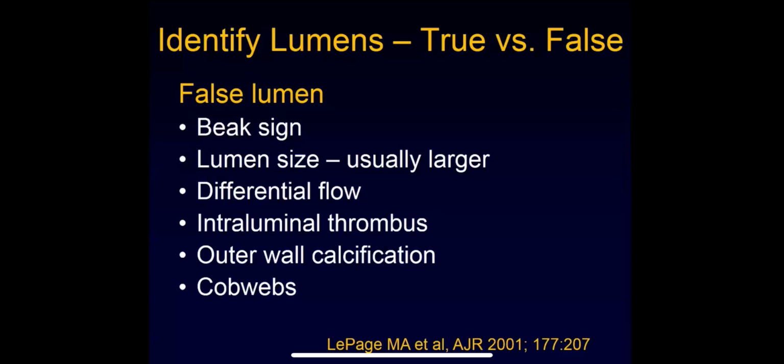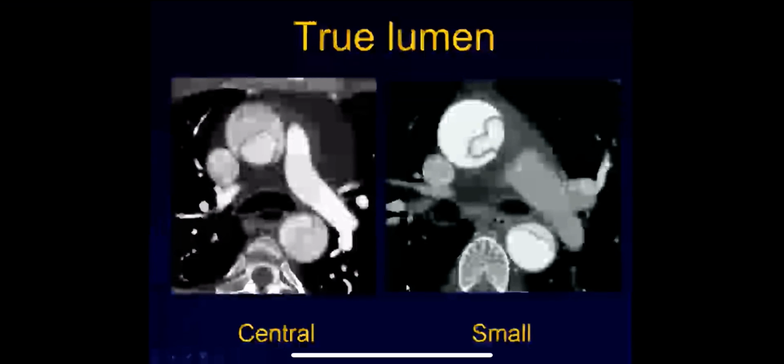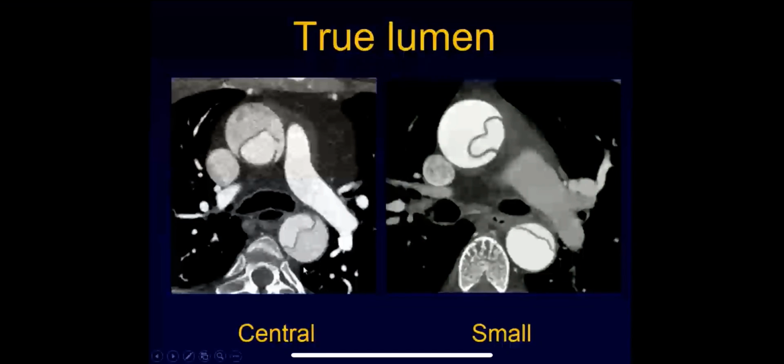On the CT scans in aortic dissection, we have to identify the true and false lumens. False lumens are identified by the presence of several signs, and we will look at these. Sometimes it may be difficult to differentiate the two, but this is quite simple. The true lumen is central. It's often central and small when compared to the false lumen.